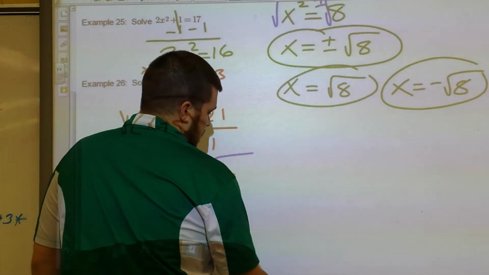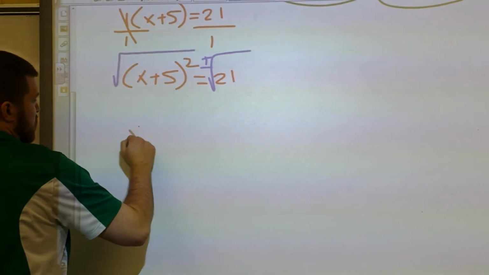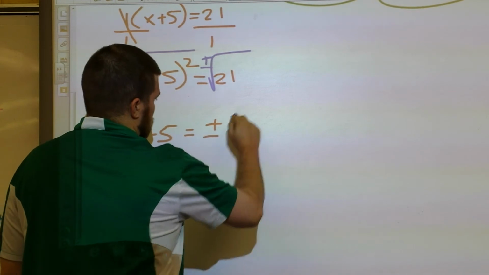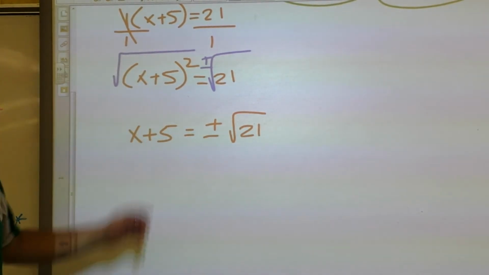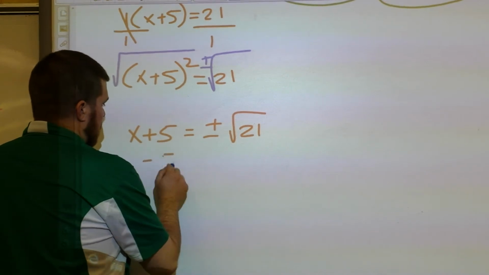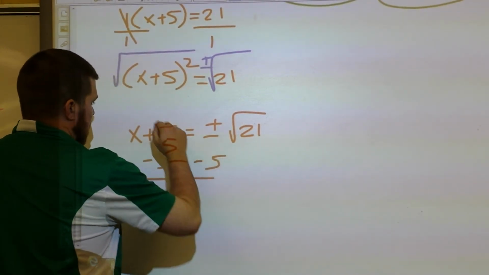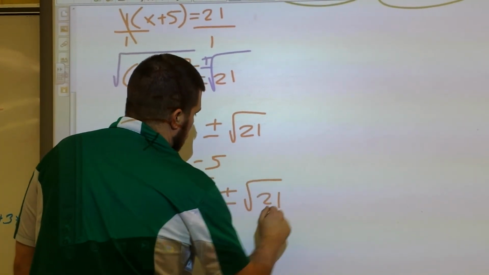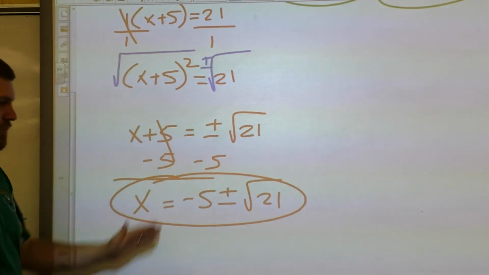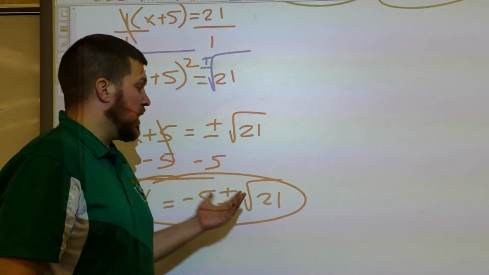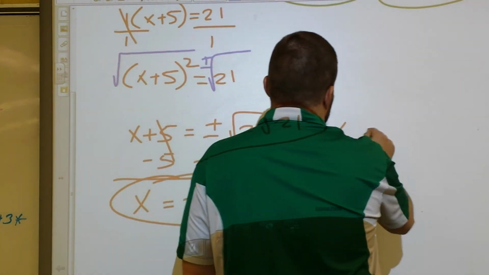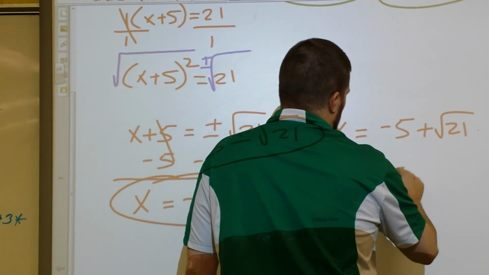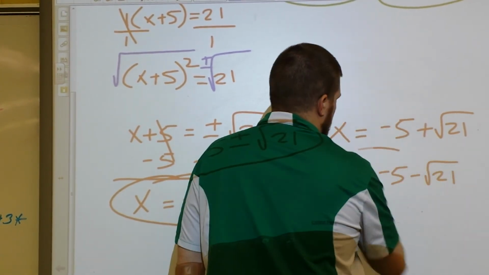And what that means is that x plus 5 now falls down because square and square root cancel out, and that's equal to plus or minus the square root of 21. I still need to get x by itself, so I'm going to subtract 5. And cancel out, so x equals negative 5 plus or minus the square root of 21. So there's two answers here. It's just written funny without plus or minus. If you don't like that, you can always split it up. So x equals negative 5 plus square root of 21. X equals negative 5 minus square root of 21.